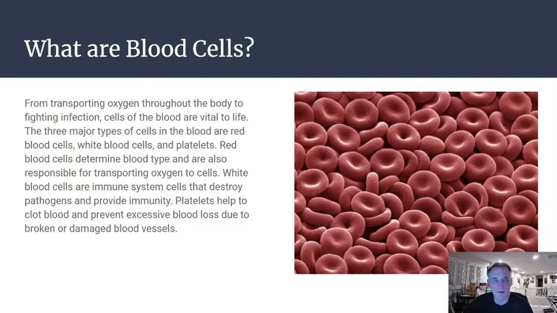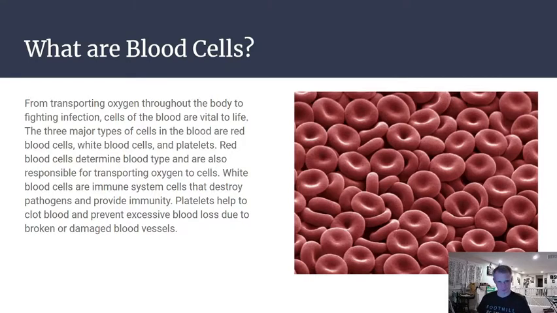You have certain white blood cells that are found in here too, and there's none pictured right now, but they also help to fight off infection. Cells of blood are vital to life. There are three major types of cells in your blood. The ones pictured here are red blood cells, the white blood cells, and then you have platelets.